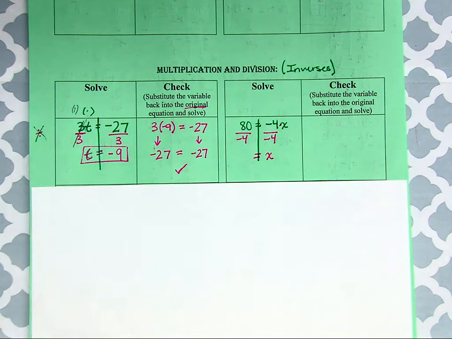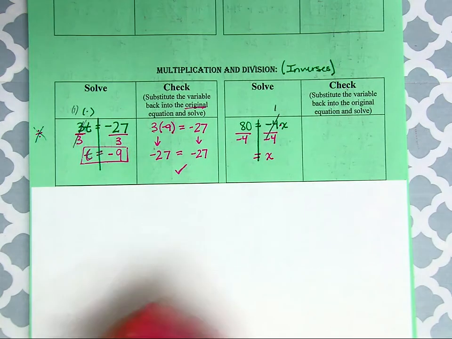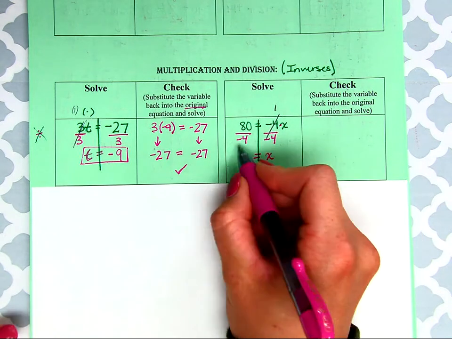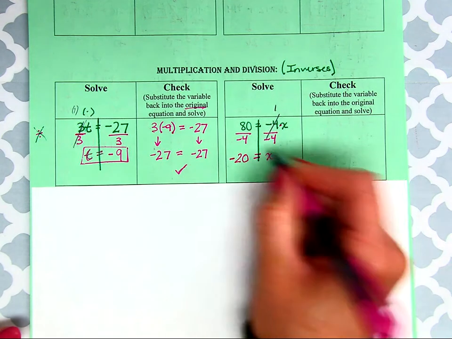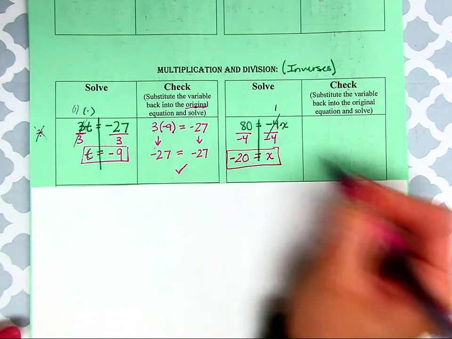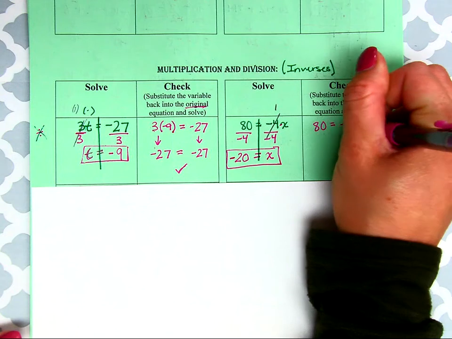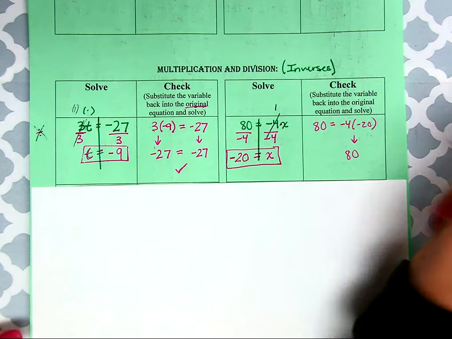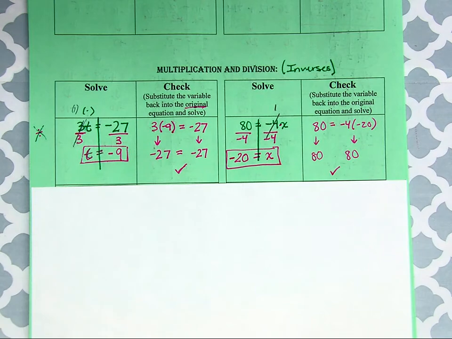Okay, so remember, these are canceling to 1. If you want to write it there, you can. 80 divided by 4 gives us 20, and because I have different signs, we're going to have a negative 20. And then do a quick check. 80 is equal to negative 4 times negative 20. Positive 80 there, positive 80 there. Yes, those are equal.